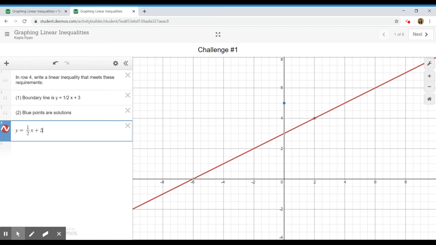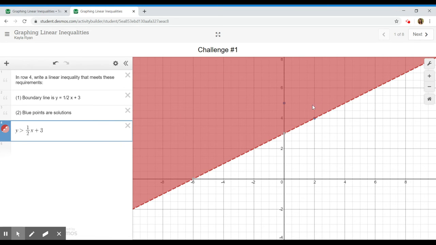And then it says that the blue points are solutions. So I'm starting to think that I need to shade above the line. I know it's going to be greater than, so I'll adjust my equation into an inequality. Problem now is that since this is a dashed line, I'm saying that it doesn't include this one. So I'm going to adjust that right here. All I'm going to do is hit equals to make it greater than or equal to, so that my boundary line is inclusive and includes that blue point and the other.